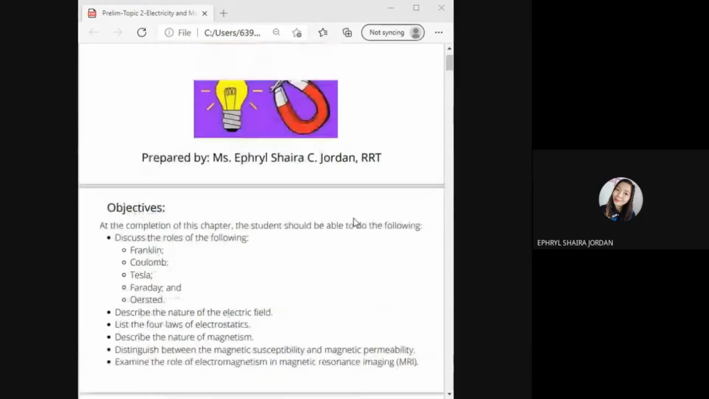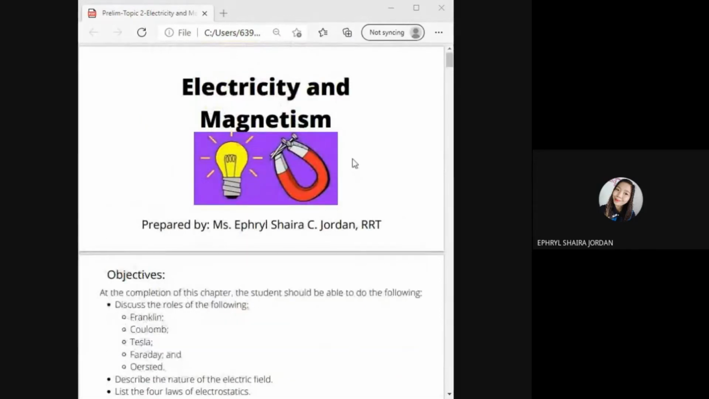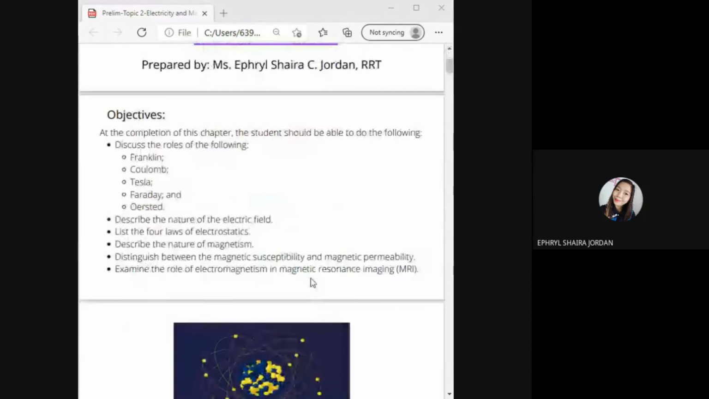Good day, everyone. Our topic for today is electricity and magnetism. So, at the end of this lecture, you shall be able to do the following. First, discuss the roles of the following: Franklin, Coulomb, Tesla, Faraday, and Ørsted.